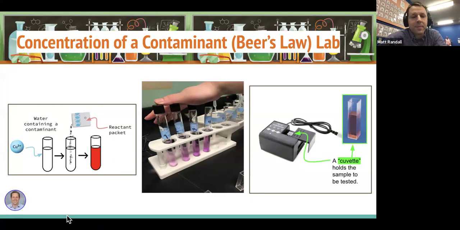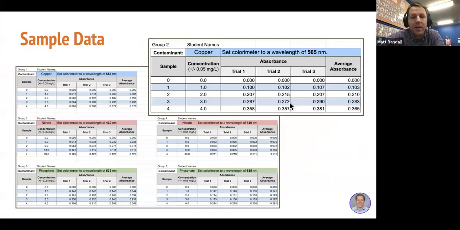Yeah. The next slide shows an example student data sheet. This is one where each team has their own little section of the chart. We zoomed in on one of the examples for copper. And so as Jermaine said, 4 different concentrations, and then at least for us, 5 if you include just deionized water as your control, and then the absorbance values that the teams measured with colorimeters.